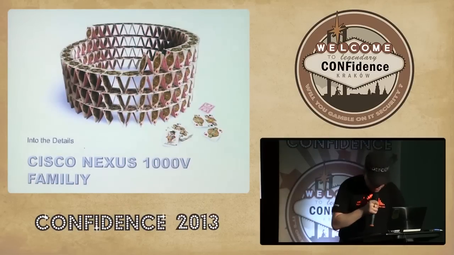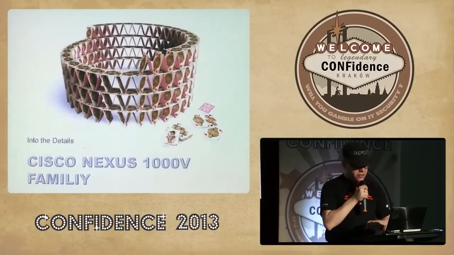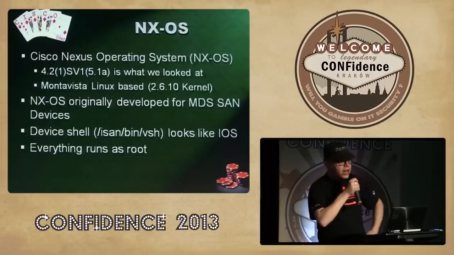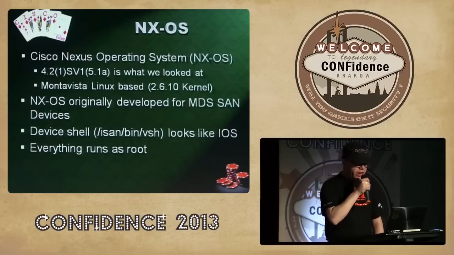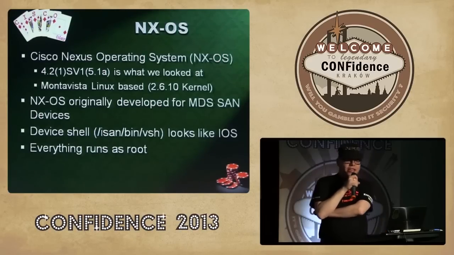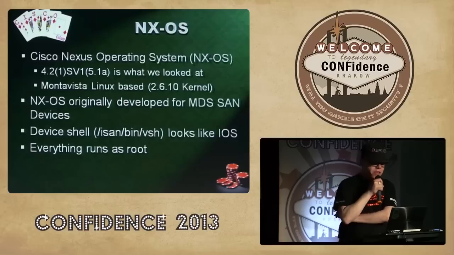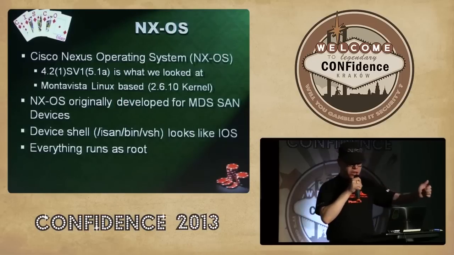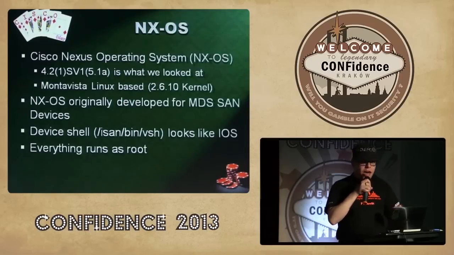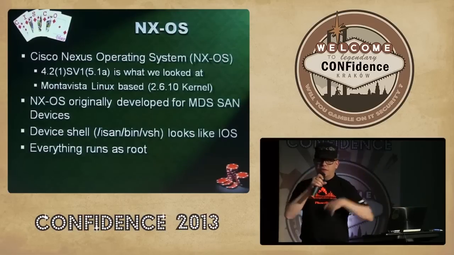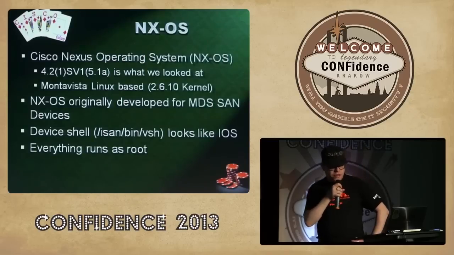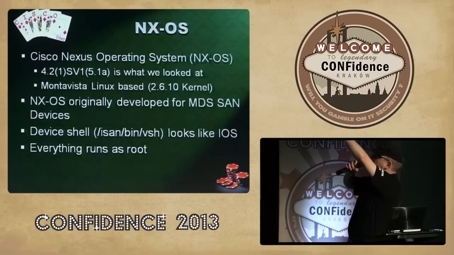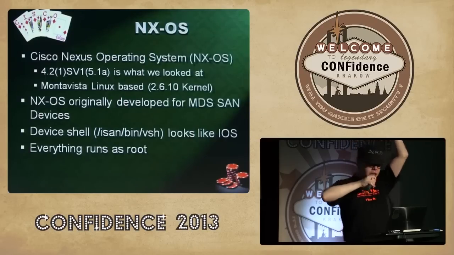So let's dive into the details with the Cisco Nexus 1000V family. The software they run is called Nexus or NX-OS. Cisco is one of those companies that buys other companies and then slaps a Cisco label on it. So this is the case here as well. This software was actually developed for storage solutions, like storage area network devices. The current version is 4.2(1)SV1(5.1a). Don't ask me which part they increment when they release a new one.